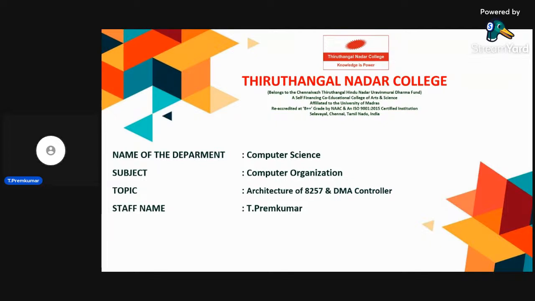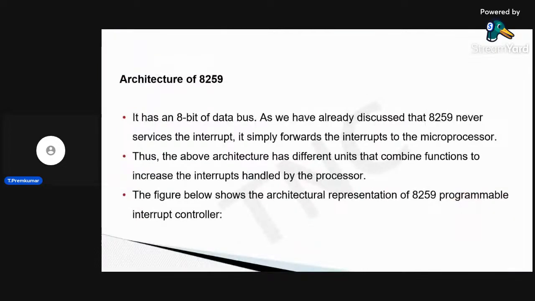So today we're going to discuss the architecture of 8257 and the DMA controller. When you look at the architecture of 8257, it has an 8-bit data bus. As we have already discussed, 8257 never services the interrupt. It simply forwards the interrupts to the microprocessor. Thus, the architecture has different units that combine functions to increase the interrupts handled by the processor. The following figure shows the architecture presentation of the 8257 programmable interrupt controller.